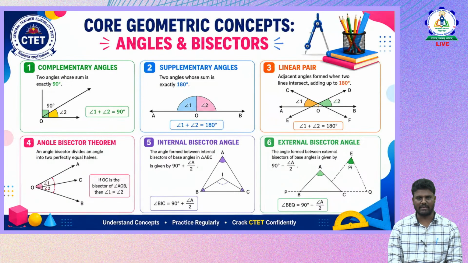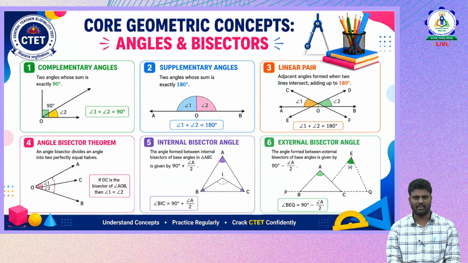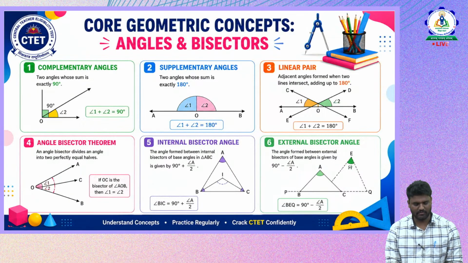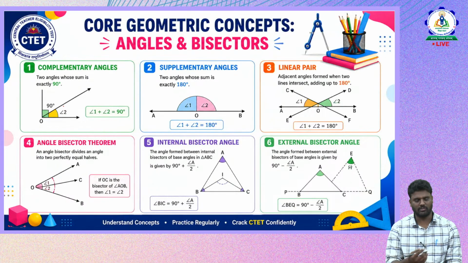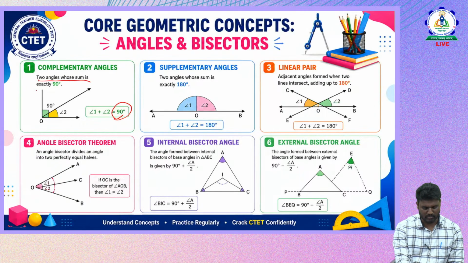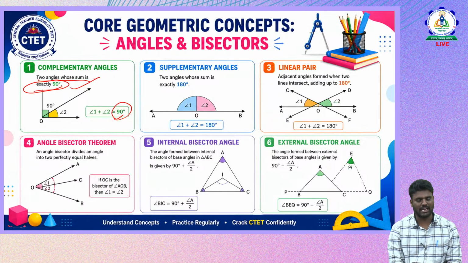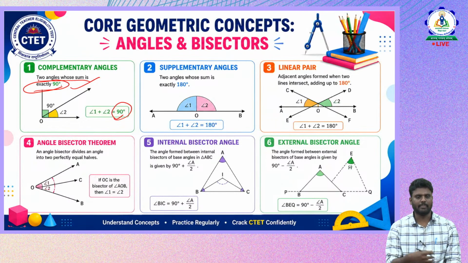So let us look at angles and bisectors. The first one is the complementary angle. What is the meaning of complementary angles? Complementary angles are two angles whose sum is exactly 90 degrees. So if angle 1 plus angle 2 is equal to 90 degrees, then we say that both angle 1 and angle 2 are complementary angles.